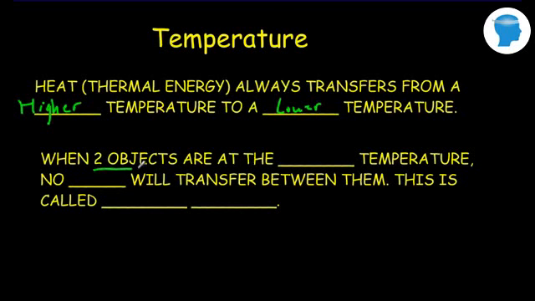And we say that when two objects are in thermal equilibrium, that is when they're at the same temperature, then no heat will flow. No thermal energy will flow. And this is called thermal equilibrium.